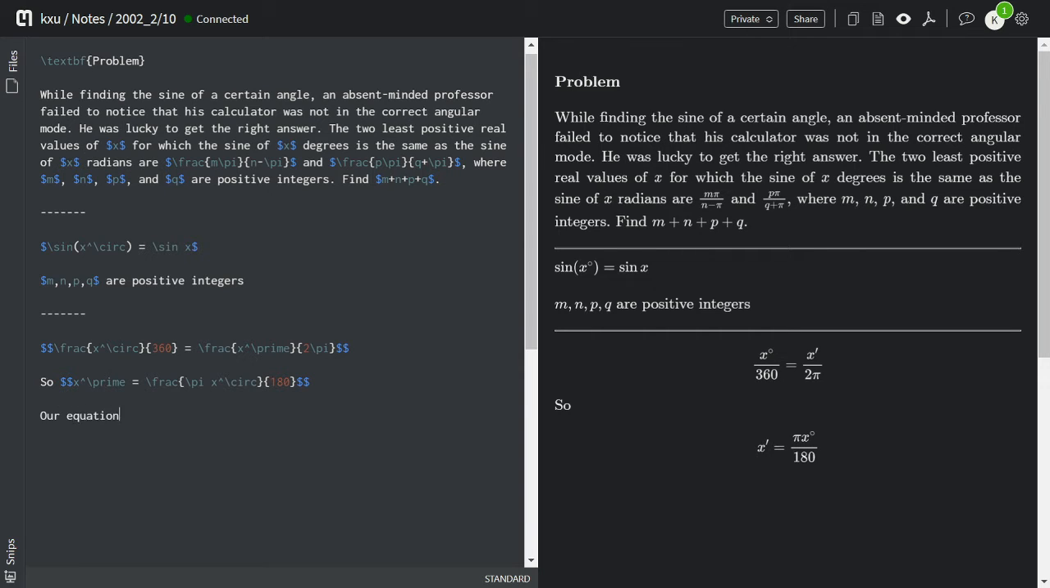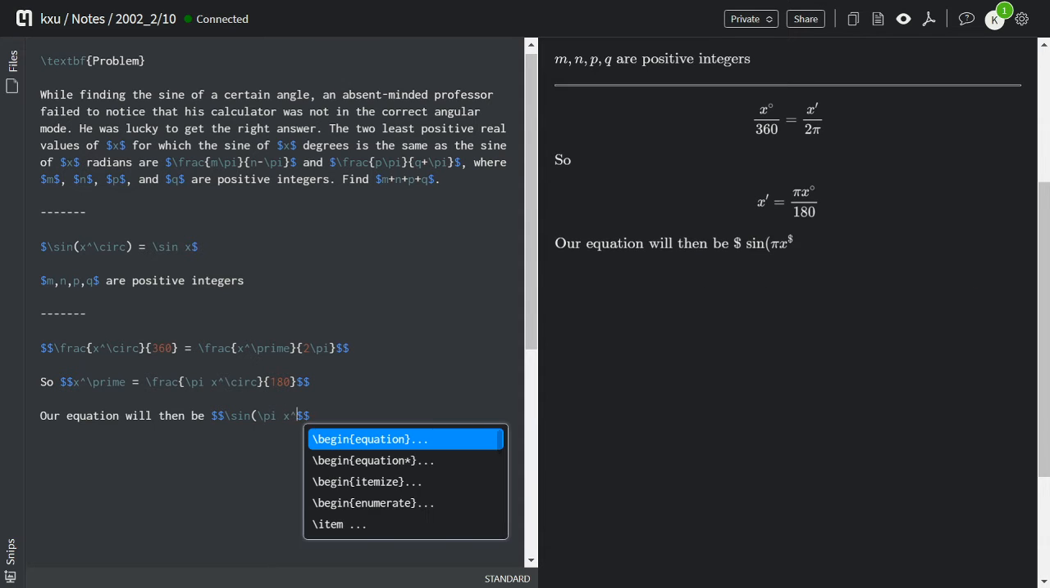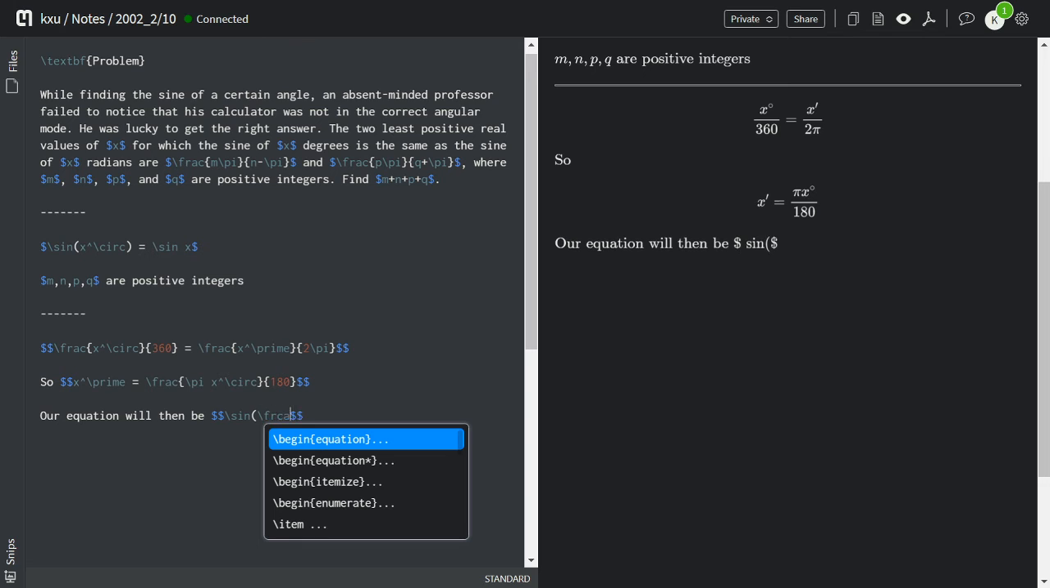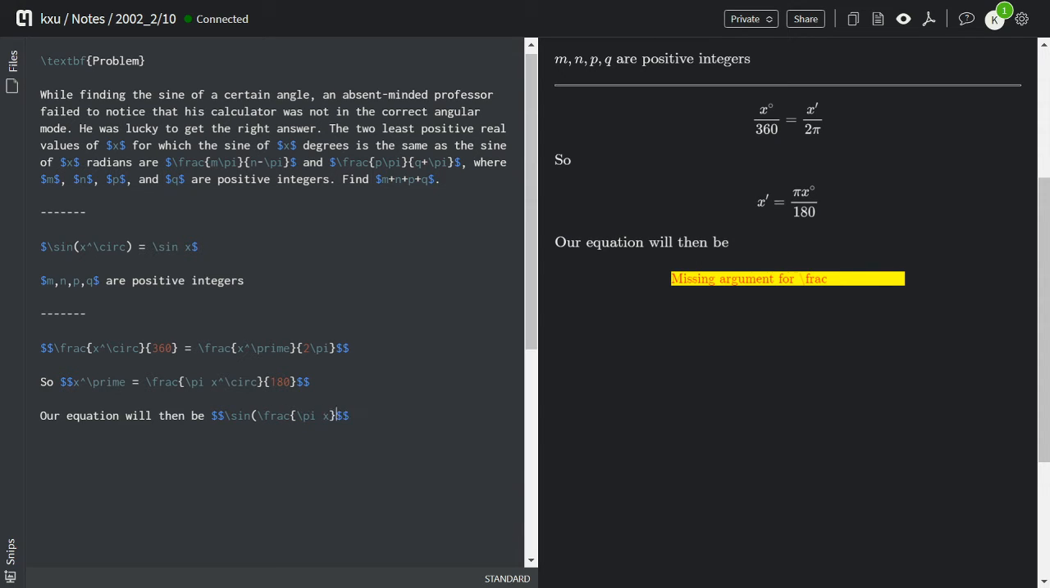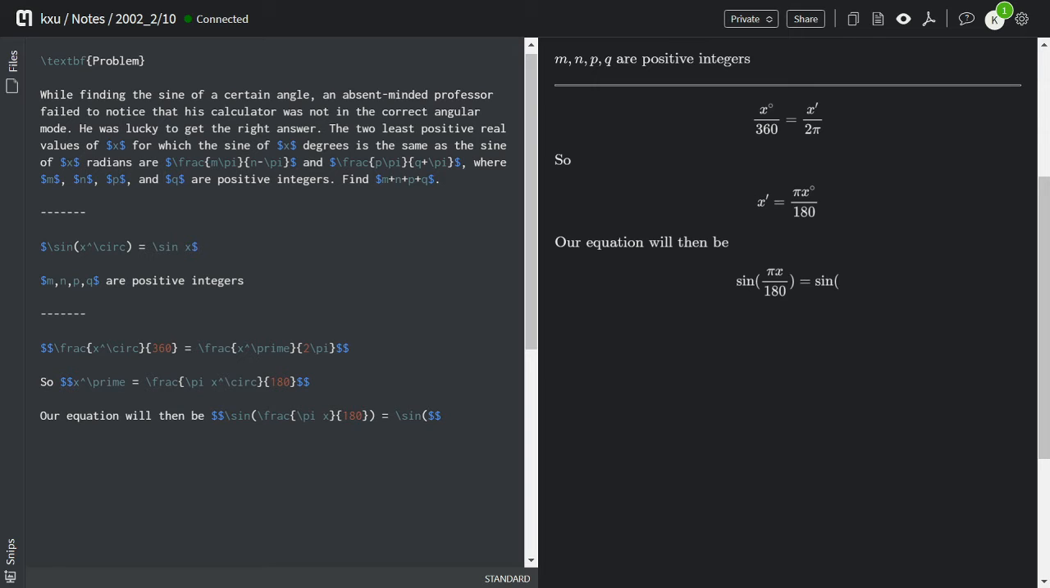Our equation will then be sine of pi x over 180 is equal to sine of x, right?